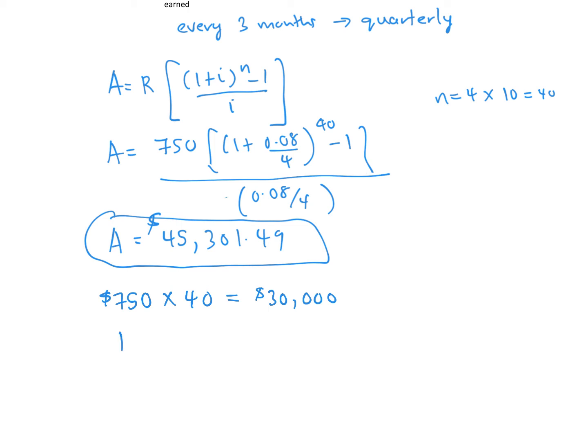$45,000. So the interest that she's earned is going to be the final amount. Subtract the amount that she deposited, and so the interest that she's earned is $15,301.49. Okay, so the $45,000 is not all interest, it is the amount of money she put in plus the interest.